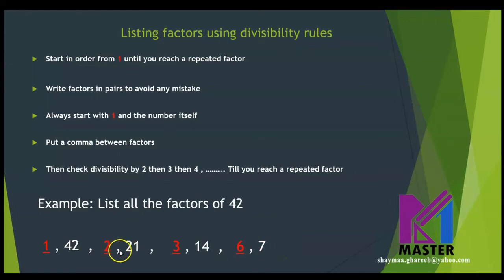You can leave them as they are, or you can write them in order as 1, then 2, then 3, then 6, then 7, 14, 21, and 42. Is this clear?